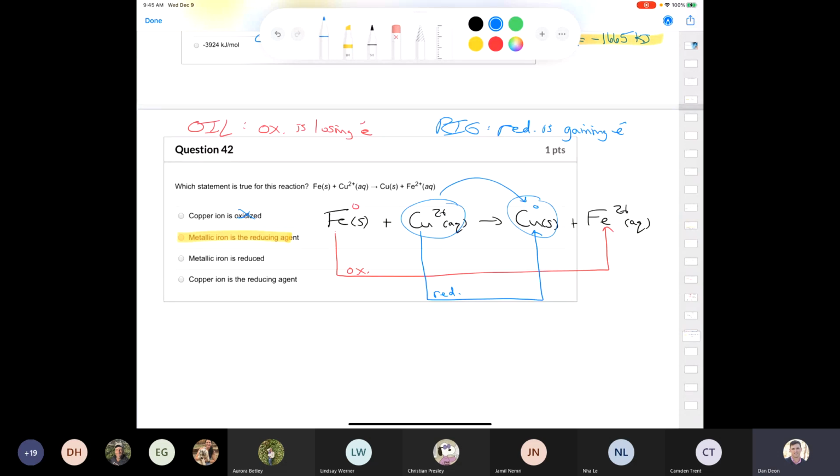If you look at all the other ones, they're all messed up too. The metallic iron is reduced? No, it's oxidized. And the copper ion is the reducing agent? No, the copper ion is being reduced. Okay, so there you have it. All right, so a little bit of redox, a little bit of oxidation reduction.